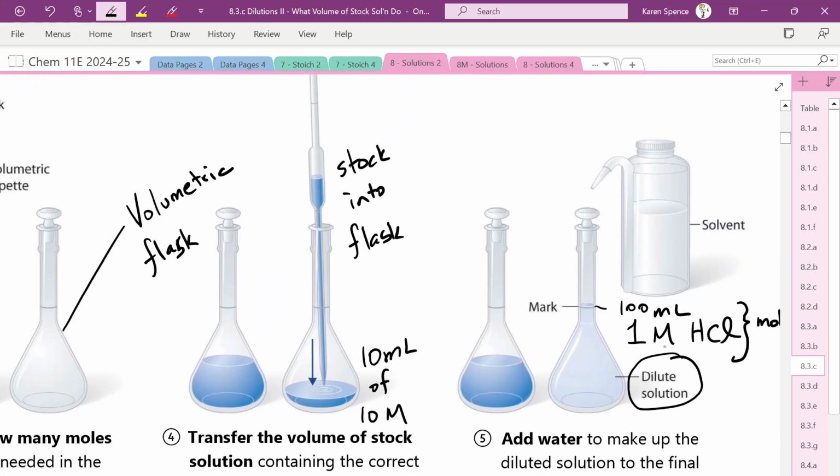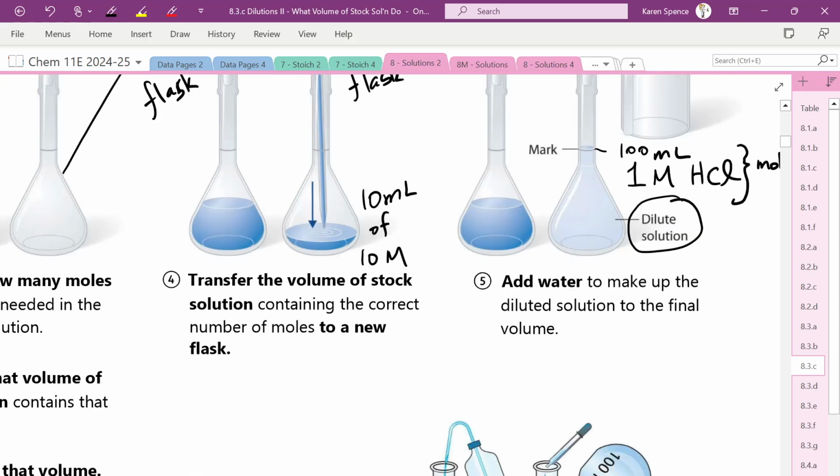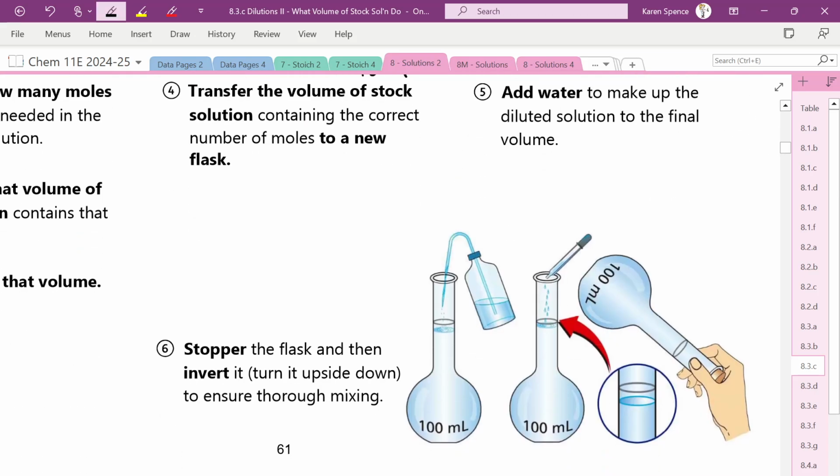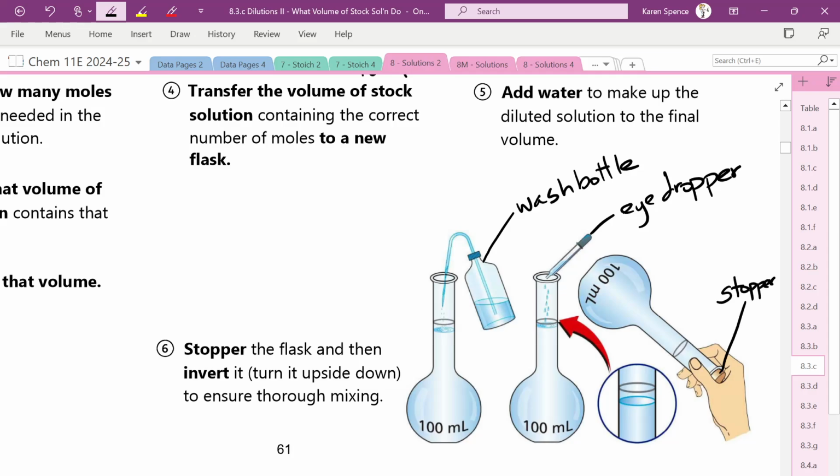to the line, and don't forget, when you get close, you would use a wash bottle and an eyedropper to get that final little bit so you don't go over the line by accident. And then we would put on a stopper, and then we would invert it to mix.